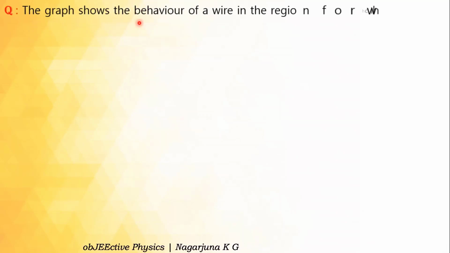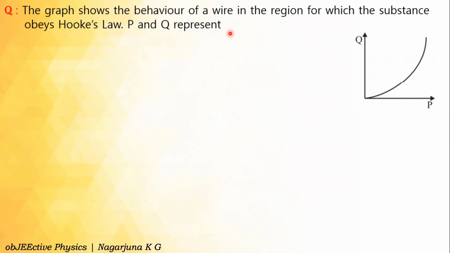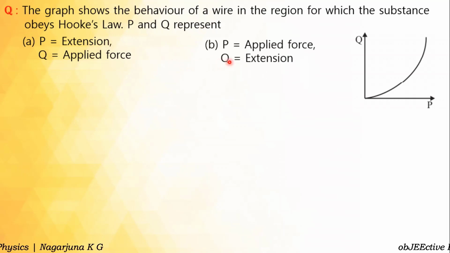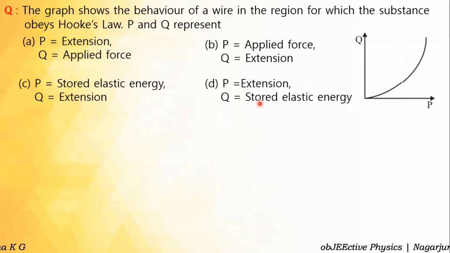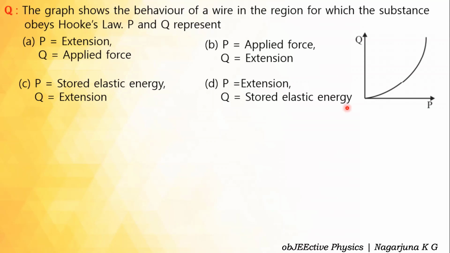Next question. The graph shows the behavior of a wire in the region for which the substance obeys Hooke's law. P and Q represent? Observe the graph. Option A, P extension, Q applied force. Option B, P applied force, Q extension. Option C, P stored elastic energy, Q extension. Option D, P extension, Q stored elastic energy.